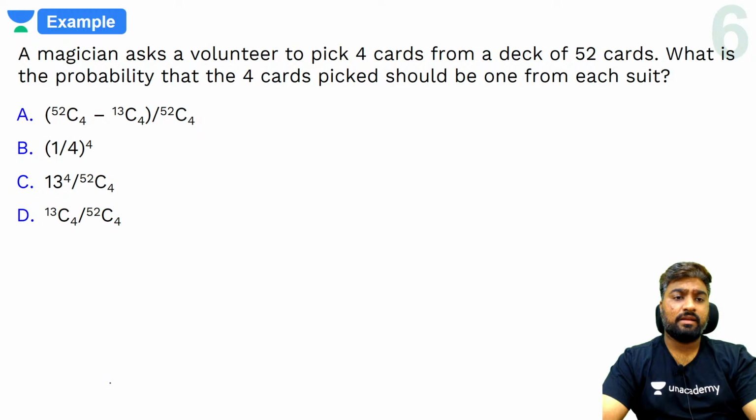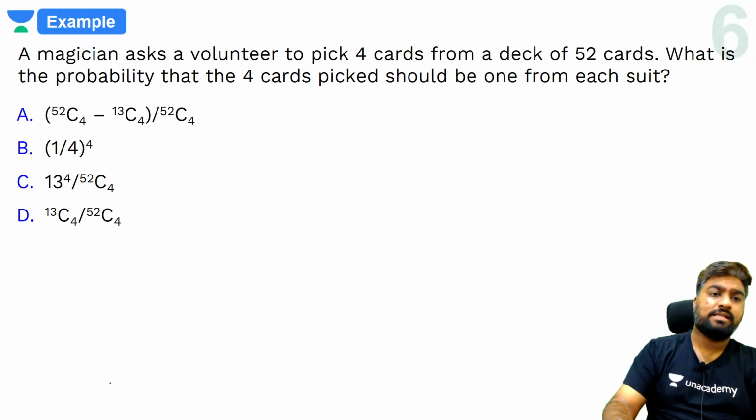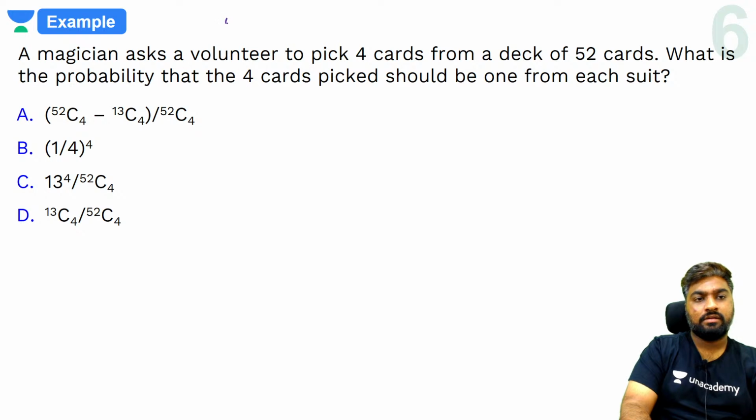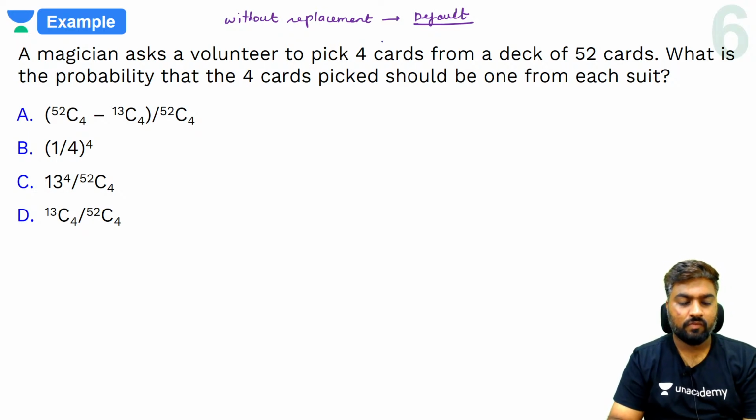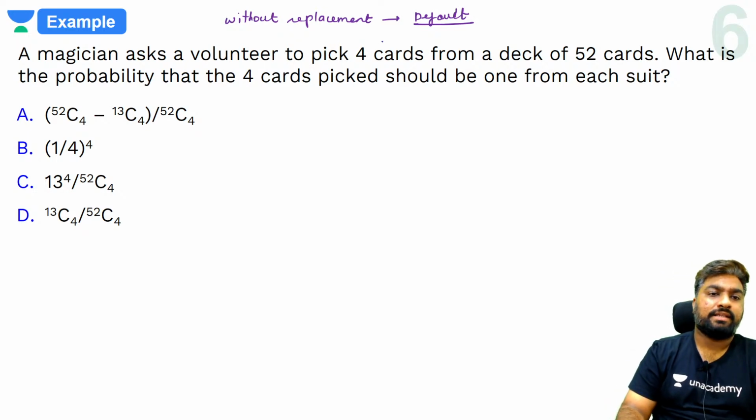Janvi, with replacement, without replacement: if nothing is given, then you should always consider without replacement. Without replacement is the default setting. Go ahead, guys, quickly try this.